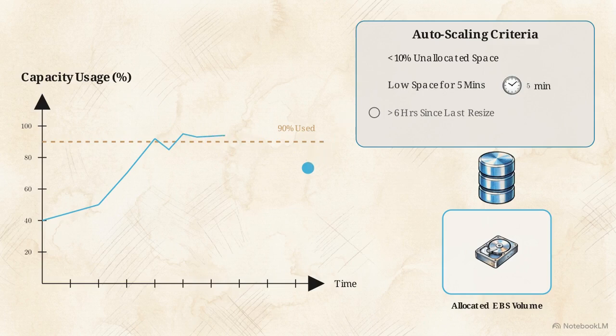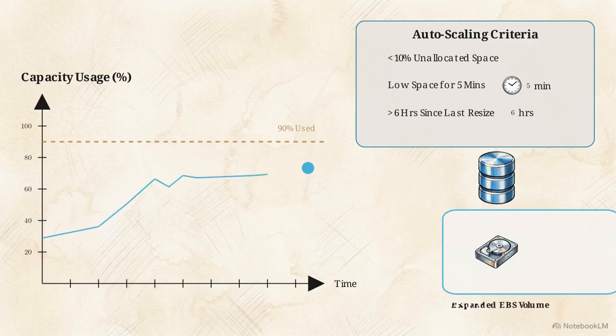Third, at least 6 hours must have elapsed since the last block storage modification. This accounts for AWS block storage fabric limitations, which require a physical cooldown phase between resizing operations. Only when all 3 criteria are met simultaneously does RDS initiate a physical resize, seamlessly expanding the EBS volume to a larger capacity tier while the database remains online.